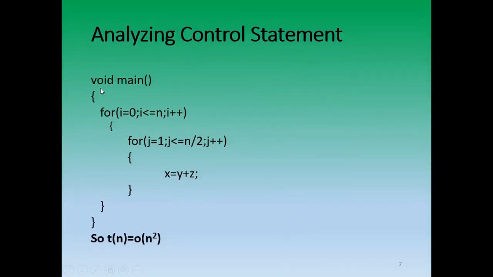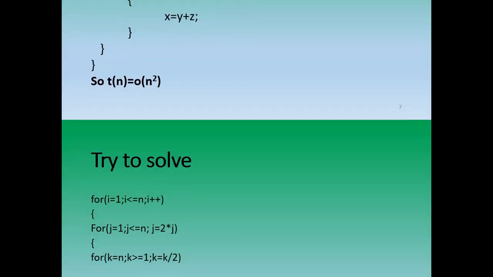Now we take another example: for i equal to 0, i less than n, i plus plus, for j equal to 1, j less than n by 2, j plus plus, we execute the statement x is equal to y plus j. So the time complexity is big O of n square because here we used a nested for loop, n into n square by 2, so we neglect the by 2. The time complexity of this code is order of n square.